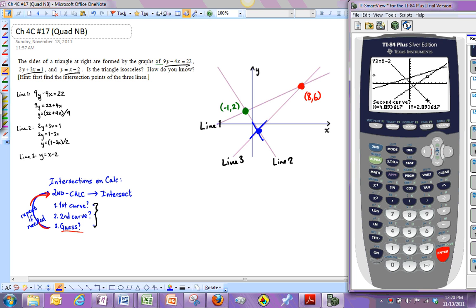Now I'm on line 3, which is good. I want lines 2 and 3, so I'm going to mark line 3. And now for guess, I'm going to move it close and hit enter, and my intersection is at 1, -1. Okay, so now I have my 3 points. So what I want to do now is figure out, okay, what are the side lengths of my triangle?